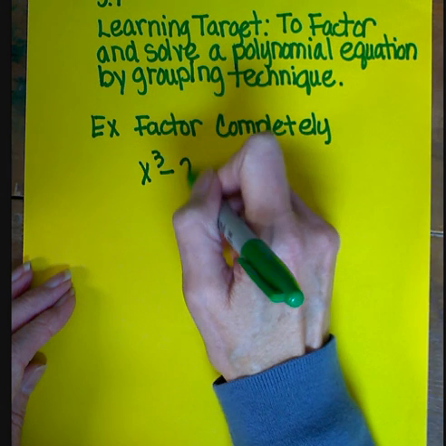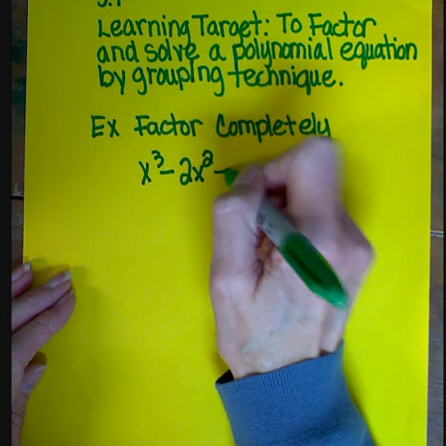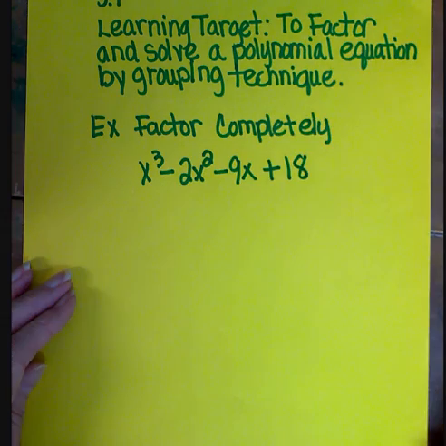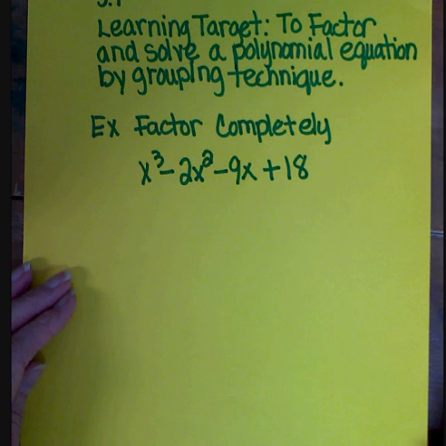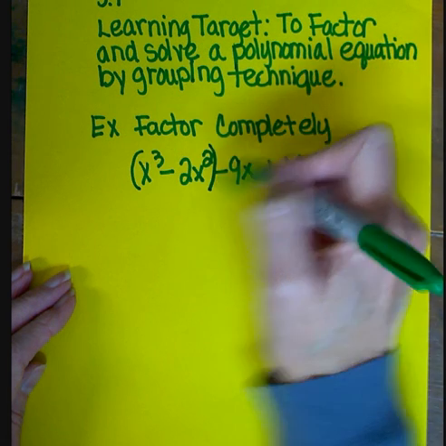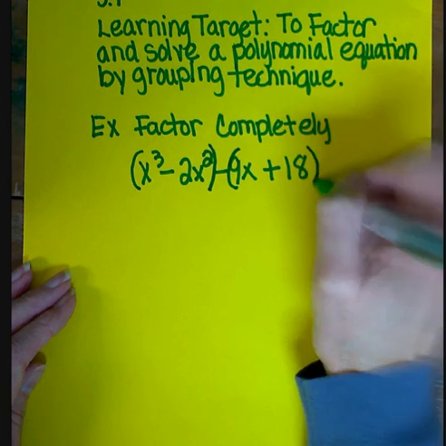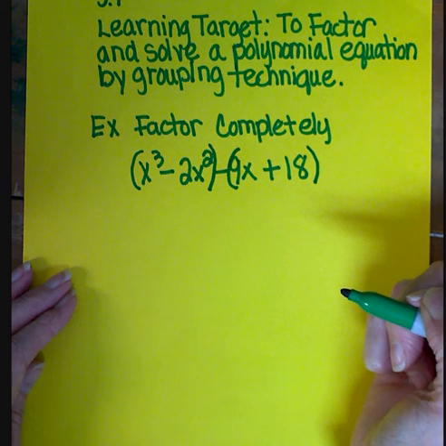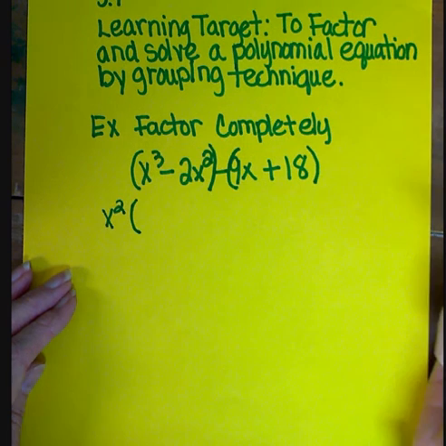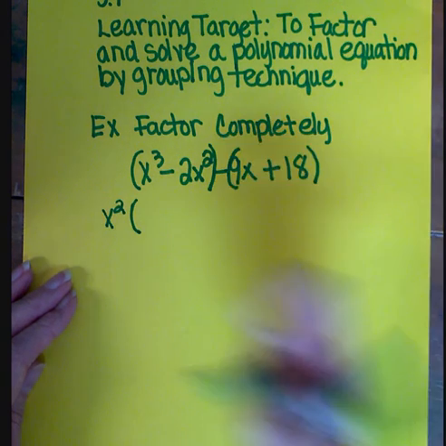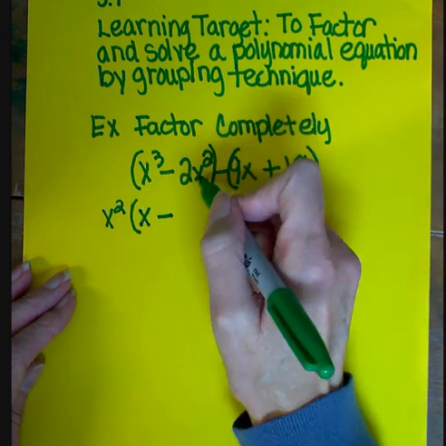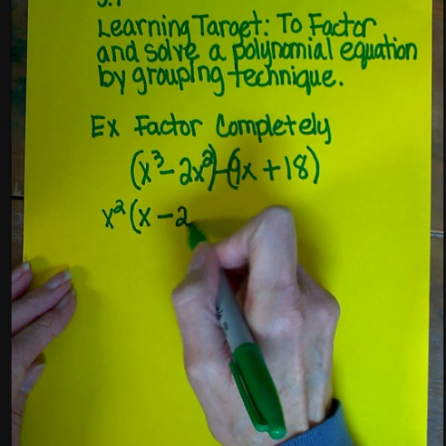So when you're using this grouping technique, you'll notice that there are 4 terms. And when you see 4 terms on your polynomial, think to do regrouping. So just like we did before, we're going to group the first 2 together and then the second 2. And we look at the first group and we realize that there's an x squared in both of those terms. So if I take out an x squared from the first term, that would leave me with an x. And if I take out an x squared from the second term, that would leave me with a negative 2.